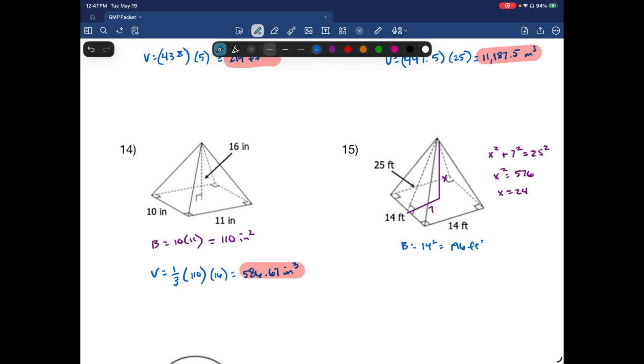feet squared. And then my volume is going to be 1/3 times the base area, 196, times the height of that pyramid, which is 24. And that's going to give me a volume of 1568 feet cubed. All right.